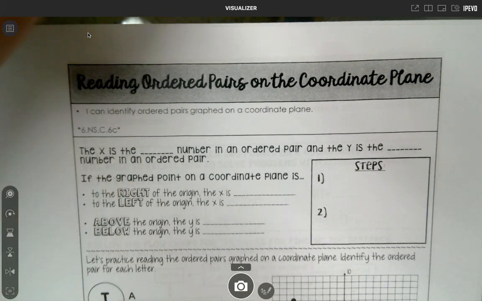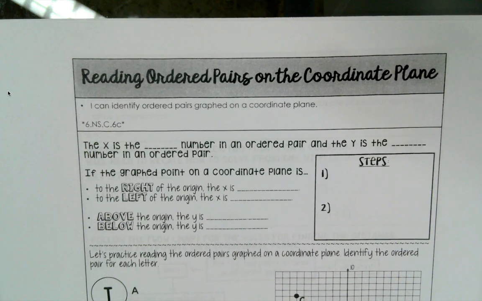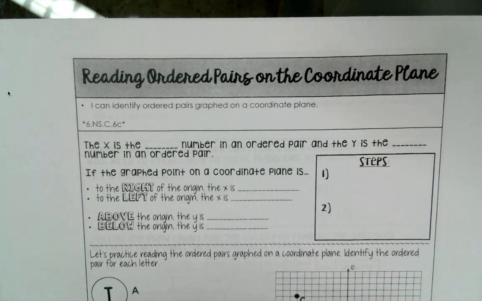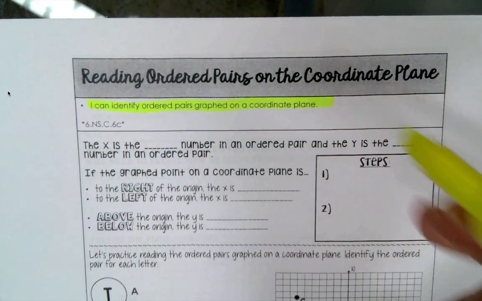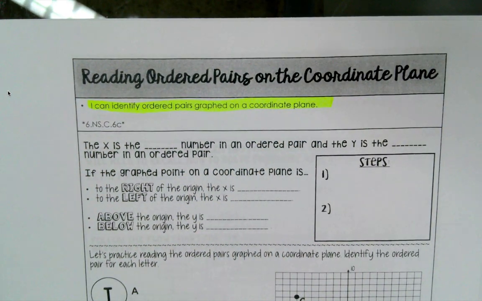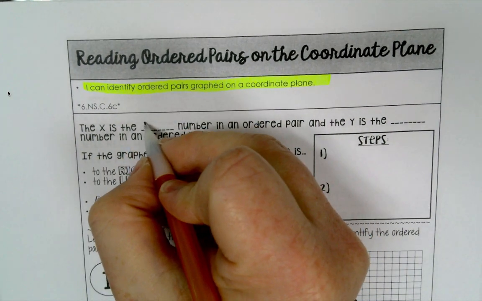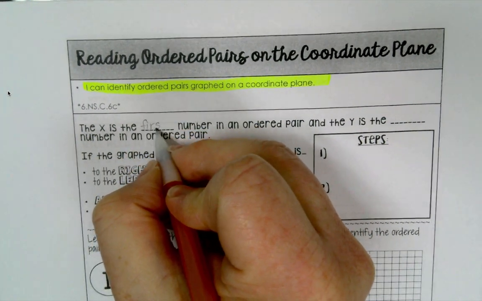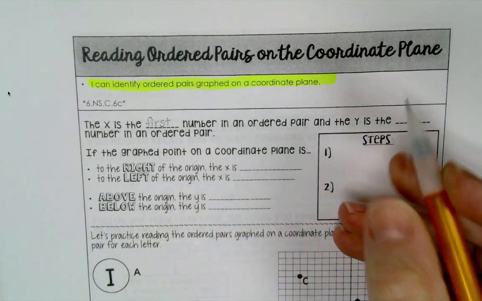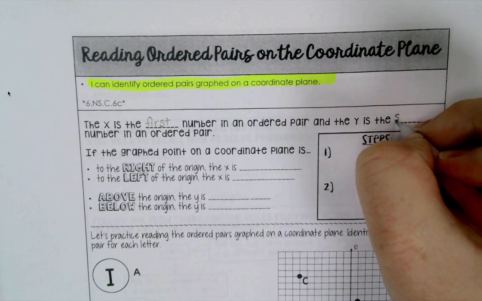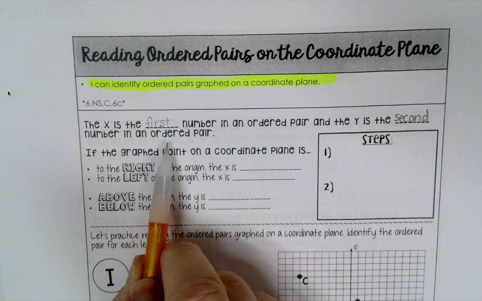We are reading ordered pairs on the coordinate plane now. We've graphed them, but now we're going to read them. So let's highlight that I can identify ordered pairs graphed on a coordinate plane. In an ordered pair, the x is the first number, and the y is the second number.